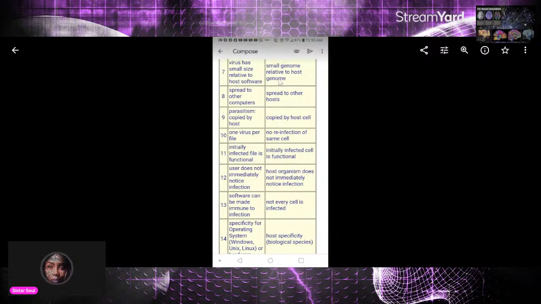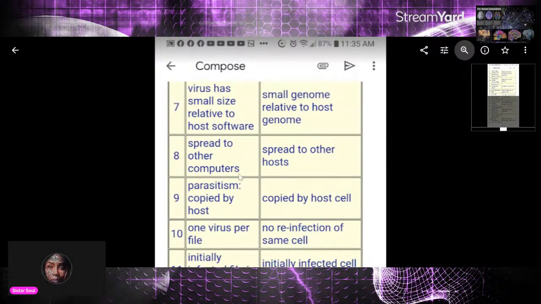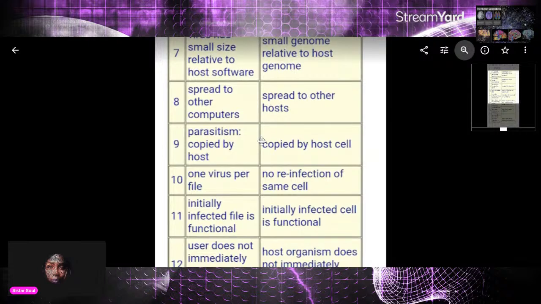Number 7, viruses have a small size. Let me enlarge that for you. Viruses have a small size relative to the host software. You have a small genome that is relative to the host genome.